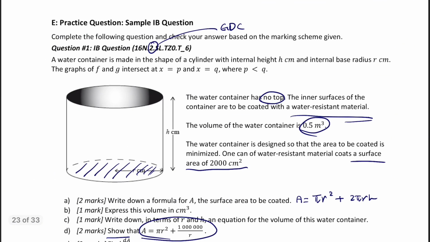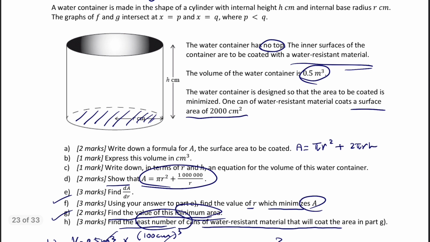So you can see that this question is actually a combination of geometry and calculation. If you have IB questions on optimization, it will probably combine with the geometry.